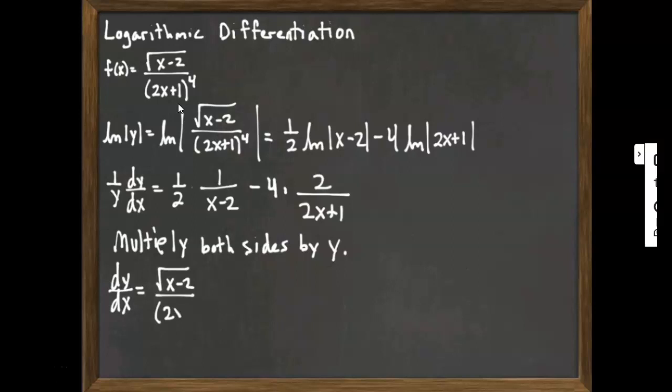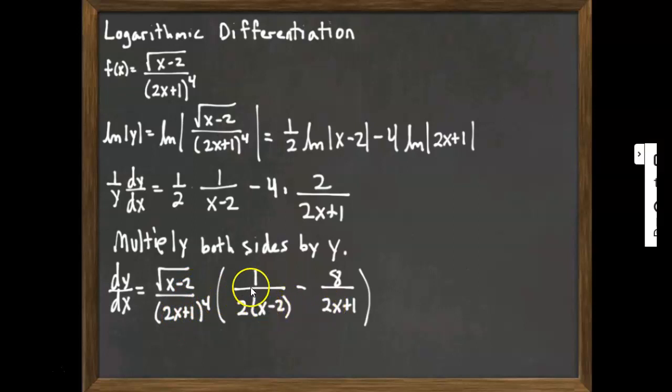So on the left, we just get dy dx. On the right-hand side, I'm multiplying by the original function, square root of x minus 2 over 2x plus 1 to the fourth. And then I just did a little bit of cleaning up here to write that down as 1 over 2 times x minus 2 minus 8 over 2x plus 1. And then to finish off this derivative, I'm going to multiply through by the square root of x minus 2 over 2x plus 1 to the fourth.